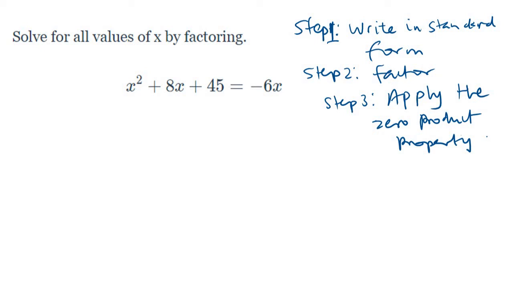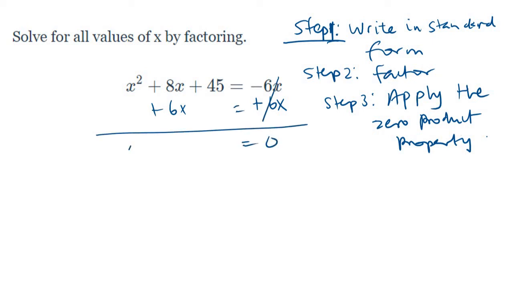Okay, step 1. Write in standard form. We do the opposite. We want a 0 on the right side. So plus 6x on both sides. And then now we're going to have a 0. We're happy. And then we're going to have x squared, 8 and 6 is 14x plus 45.